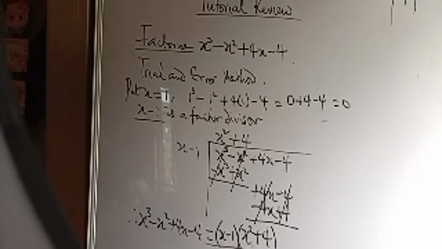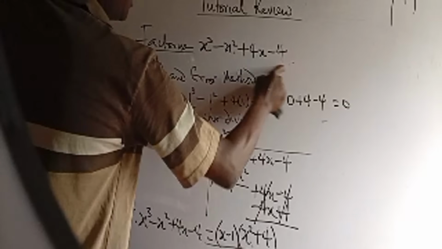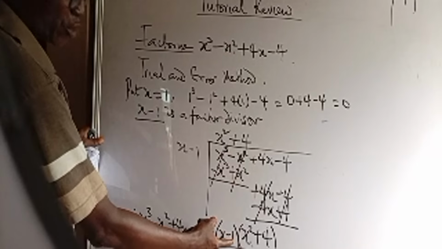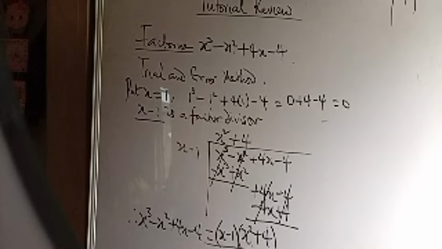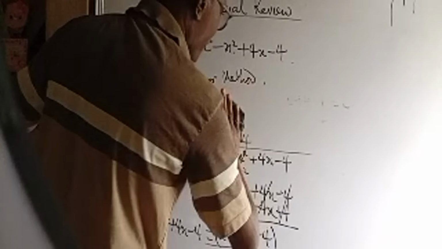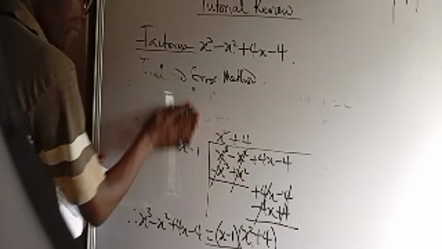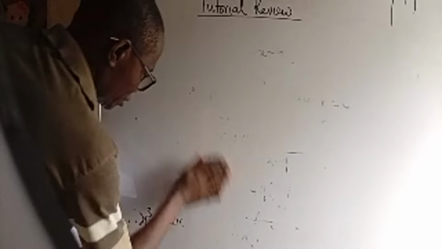So that is that about that. So in this case now, the factor of this polynomial expression is x minus 1. Why do I call it a factor? Don't forget, I call it a factor because when x minus 1 is used to divide the polynomial expression x cubed minus x squared plus 4x minus 4, we don't have a remainder. We don't have what? We don't have a remainder. So x minus 1 is a factor of that expression. Okay? I hope that is understood.